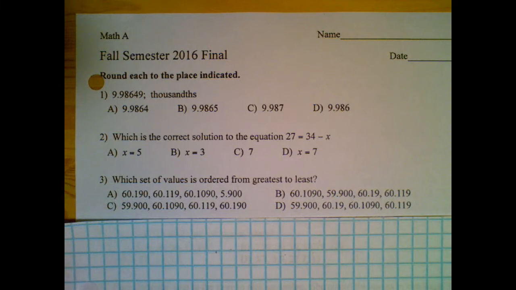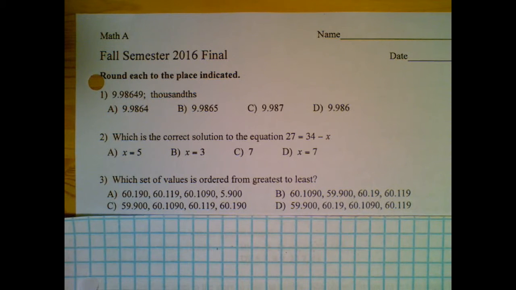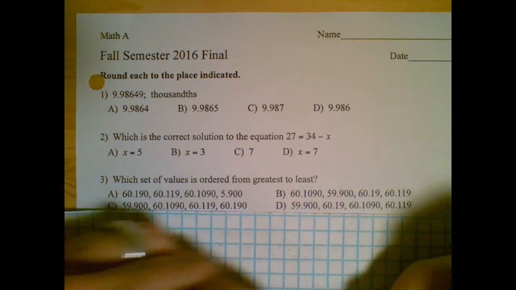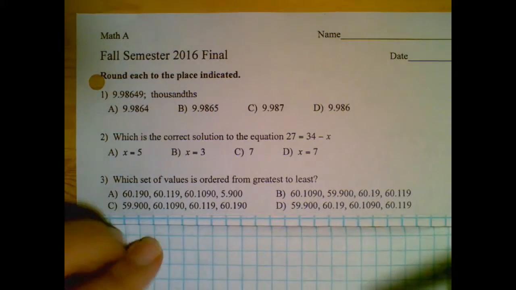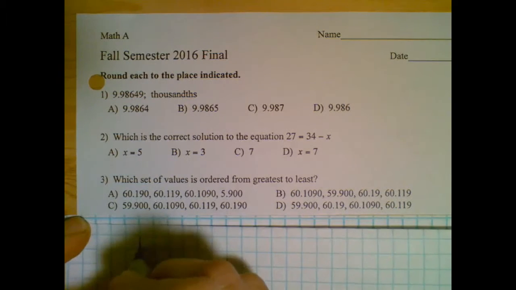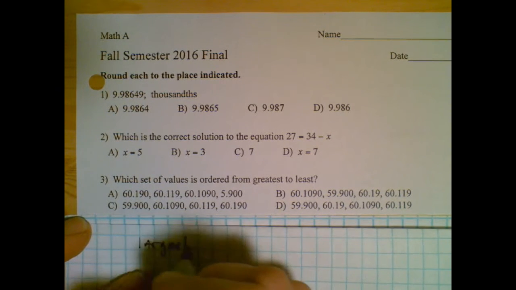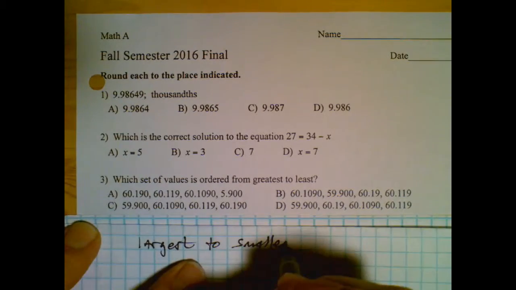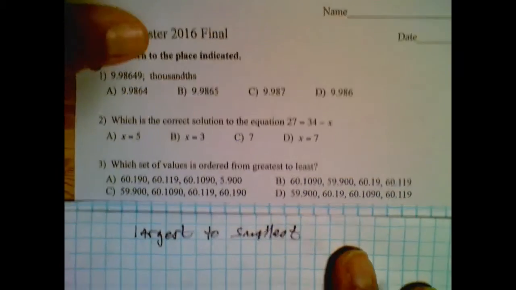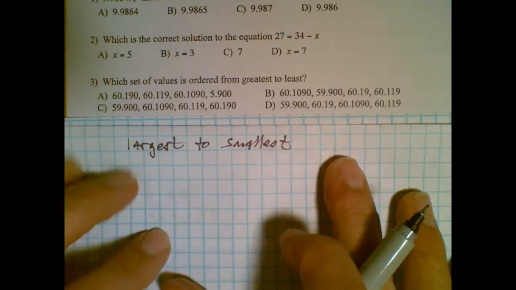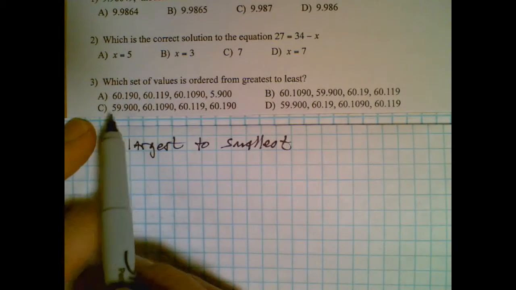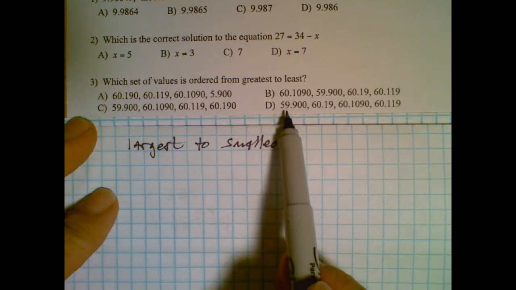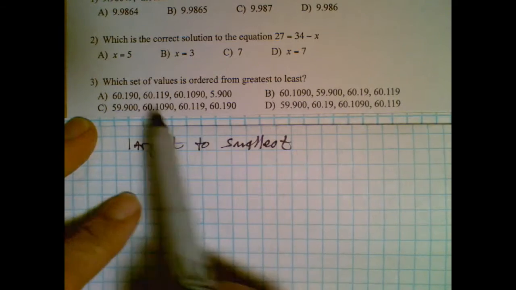Which set of values is ordered from greatest to least? That means in this question, we want to go from largest to smallest. So from largest to smallest, greatest to least. So let's split this up. Well, it's definitely not going to be C because that's smaller. And it's not going to be D because it's starting with a small value and those are larger. So we just have to look at A and B.